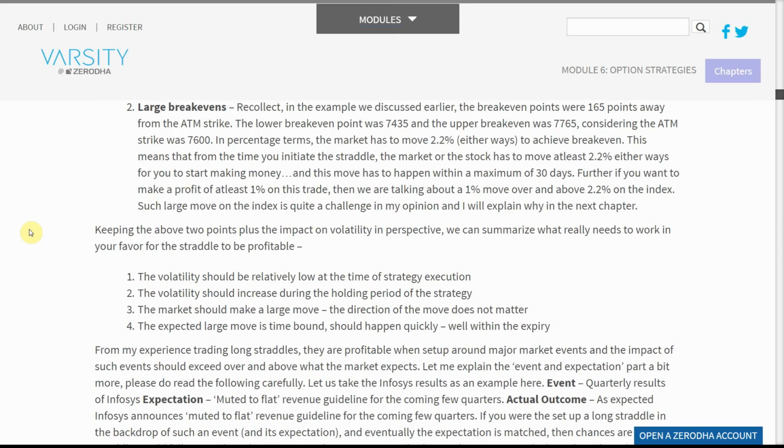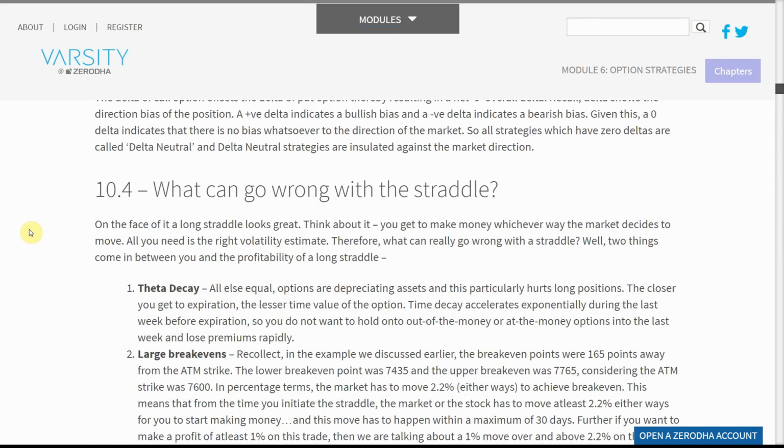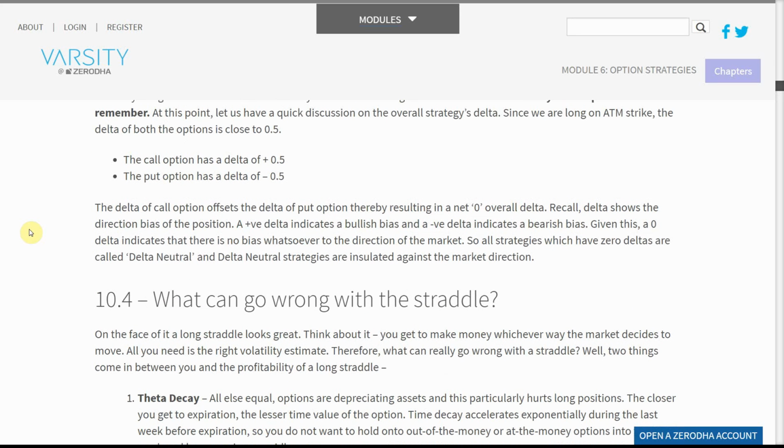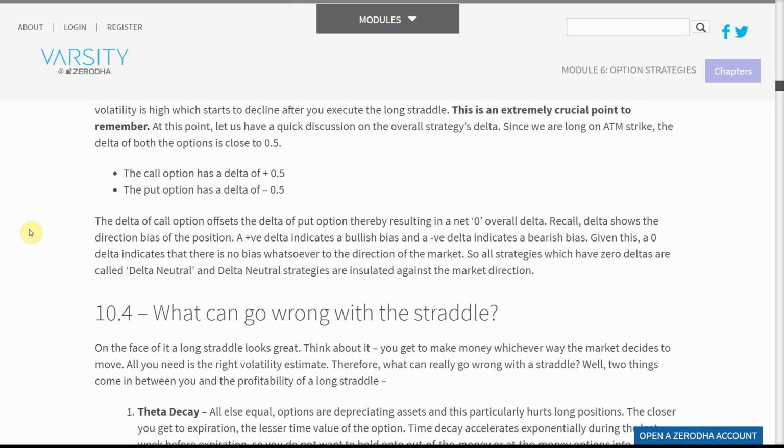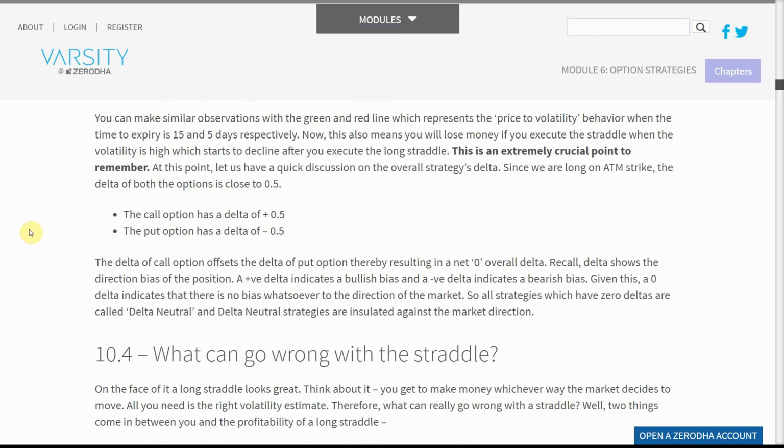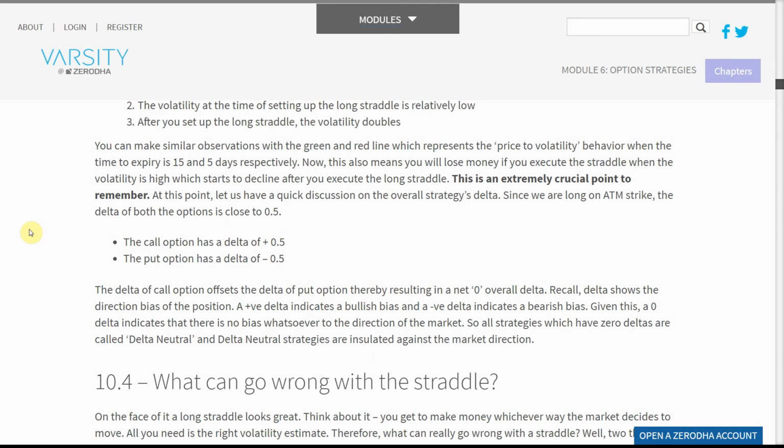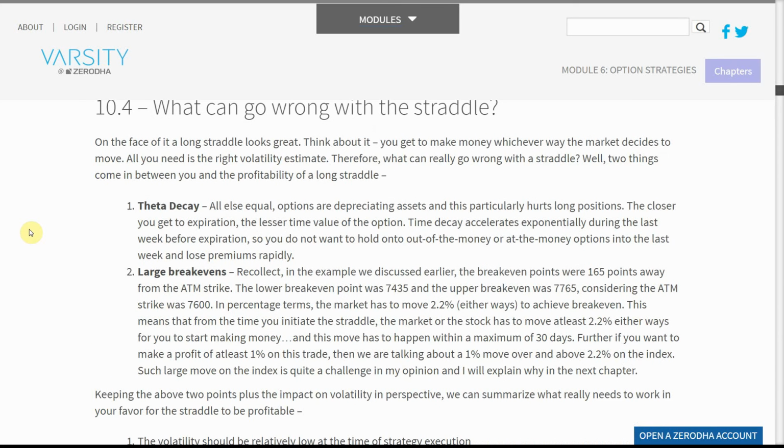Recall, delta shows the direction bias of the position. A plus delta indicates a bullish bias and a minus delta indicates a bearish bias. Given this, a zero delta indicates that there is no bias whatsoever to the direction of the market. So all strategies which have zero deltas are called delta neutral strategies. They are insulated against the market direction.